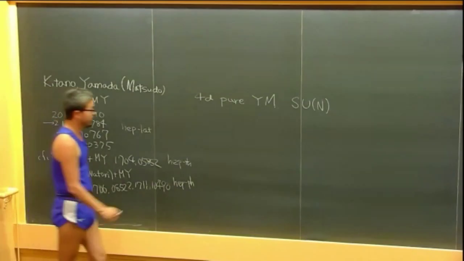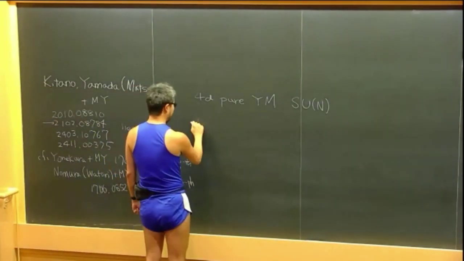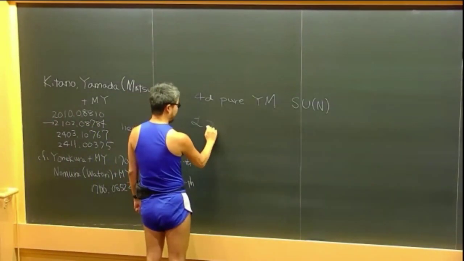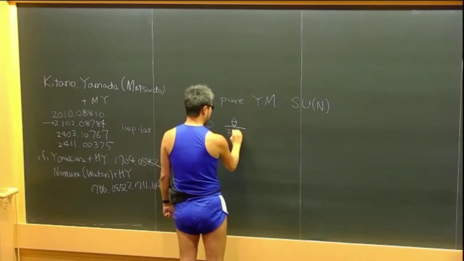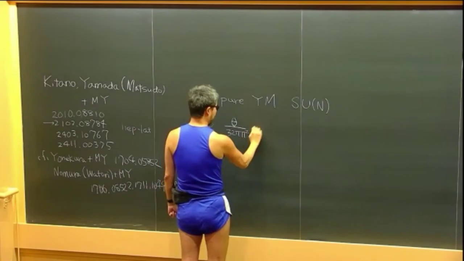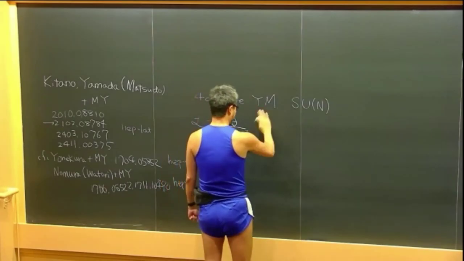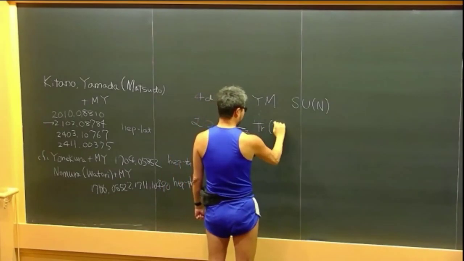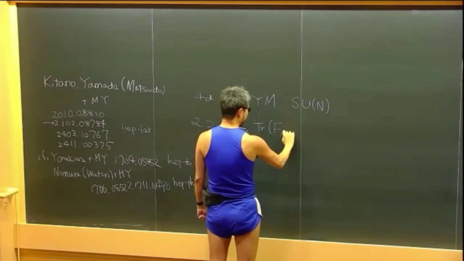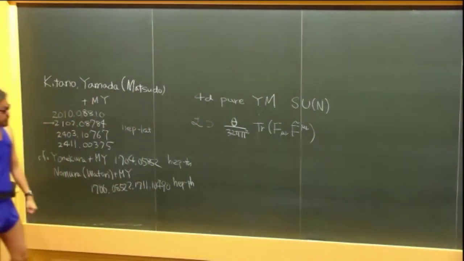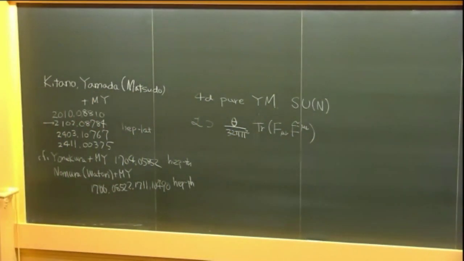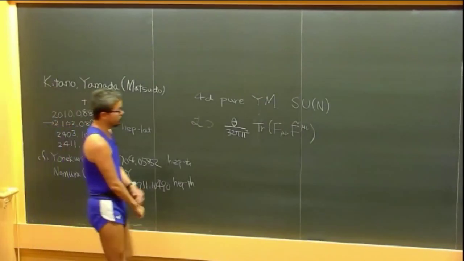And then I'm going to introduce the theta-angle to the theory. So the Lagrangian contains a term like theta over 32 pi squared, F F-tilde, so F wedge F. This is in the standard physics notation. So this is the theta-angle in the Yang-Mills action, and this is an extra parameter to the theory.